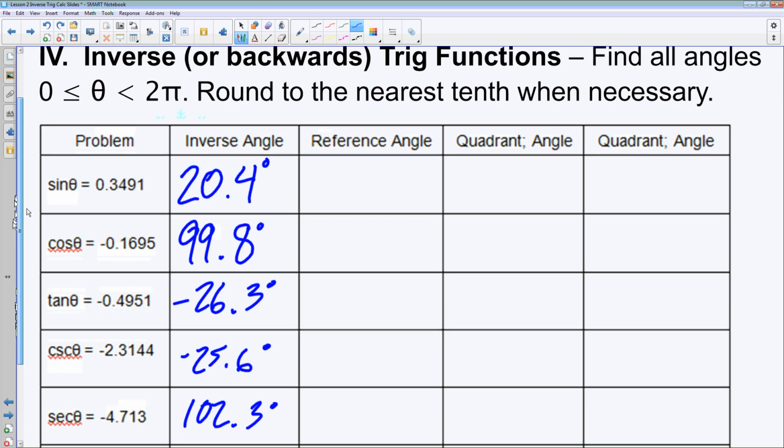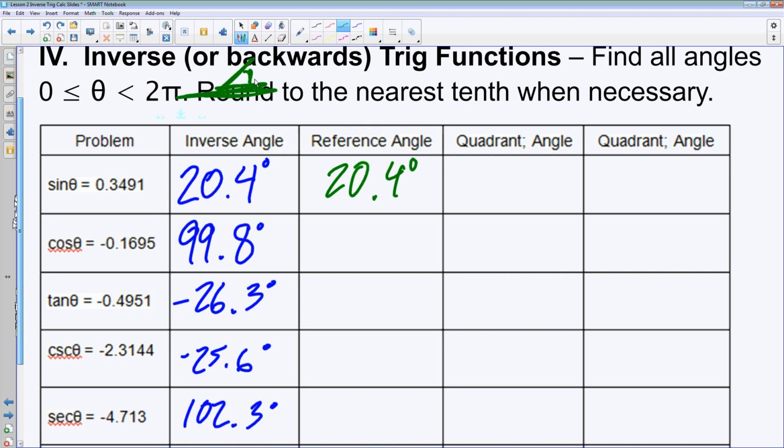Now, let's talk about the remaining things here. We've talked about reference angles before. Remember, reference angles are the acute angle to the nearest horizontal or x-axis. So when you look at this angle, 20.4, the reference angle is itself. It's 20.4. That's the acute angle to the closest x-axis.